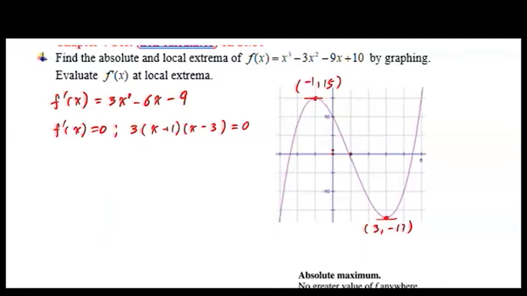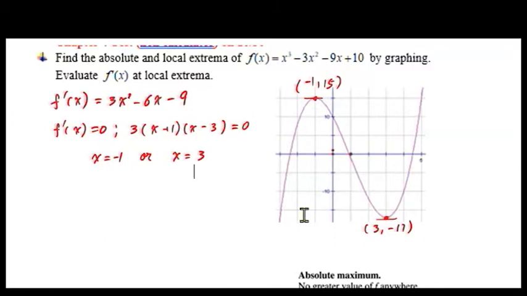That tells you x is equal to -1, and you know it has to be "or", right? x is equal to 3. And lo and behold, look at the x values in our extrema, -1 and 3. How about that?